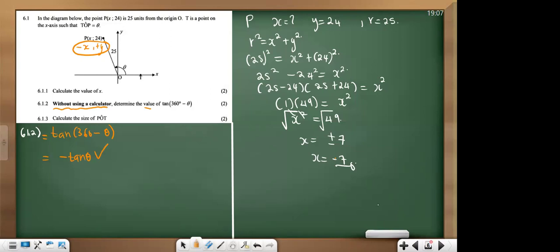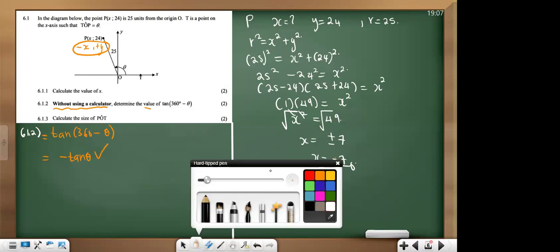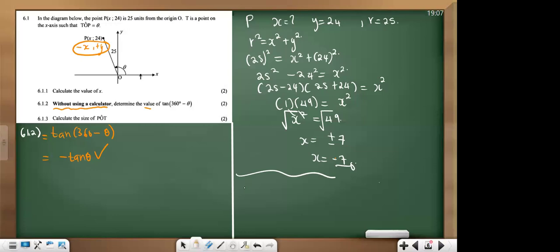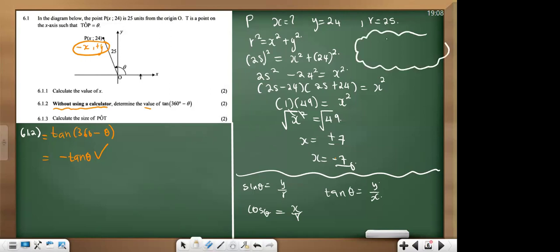But before you can do whatever you want, please be minded of this. Sin theta is y over r. Cos theta is x over r. Also, tan theta is opposite over adjacent. Please, this plays a major role. So let's just make our note here. Just gonna create this little cloud for us to see something. Our x is negative 7. Our y is 24.